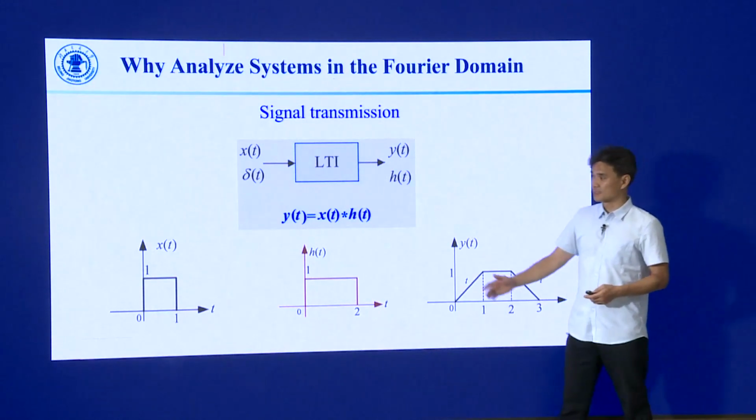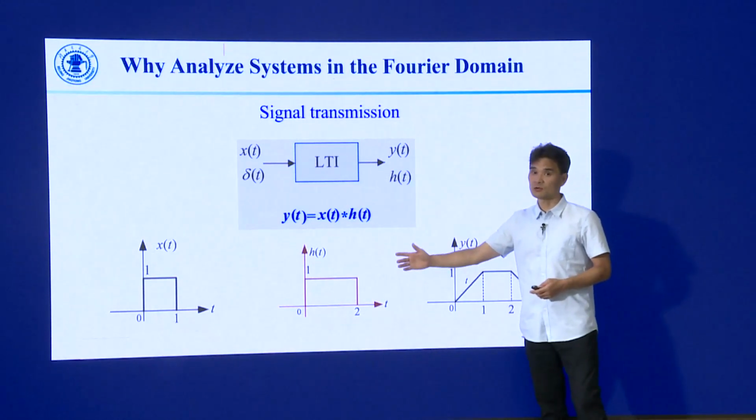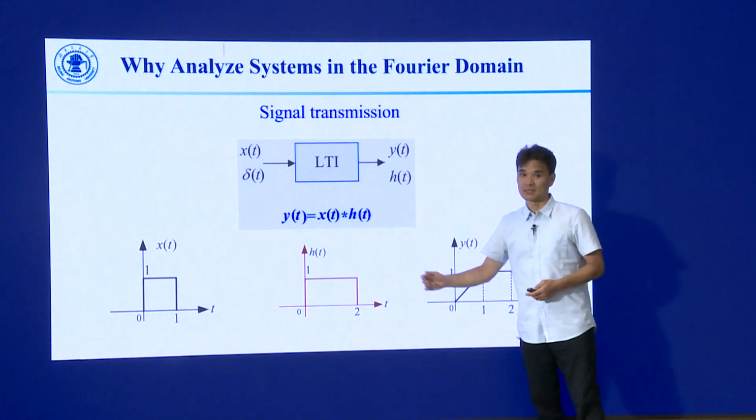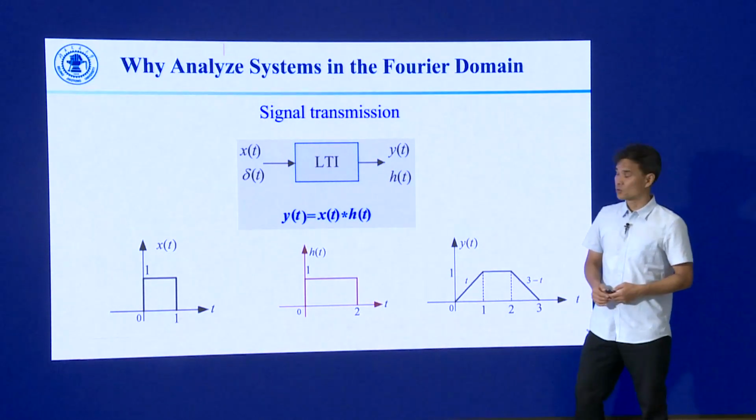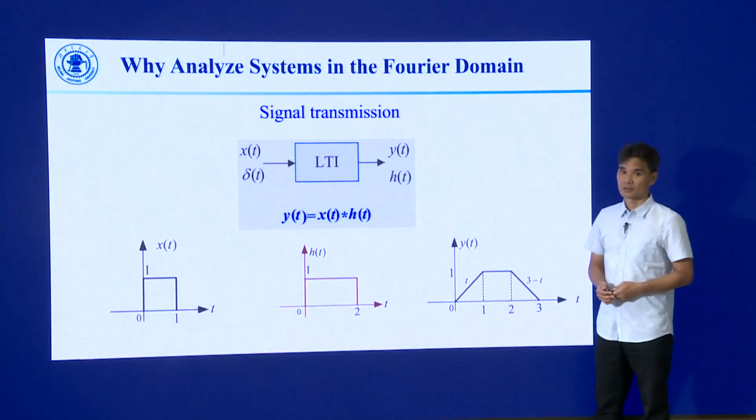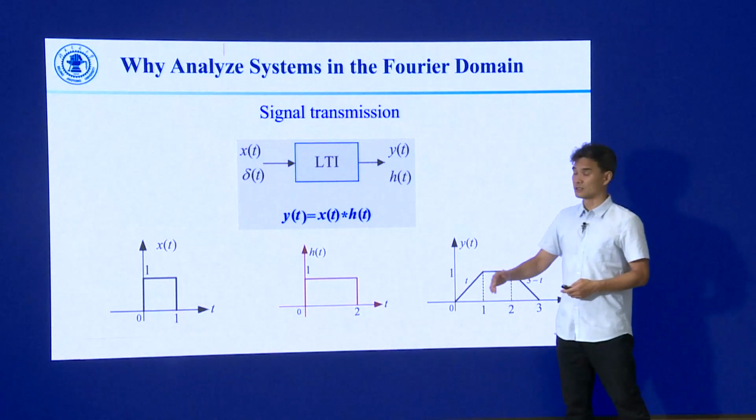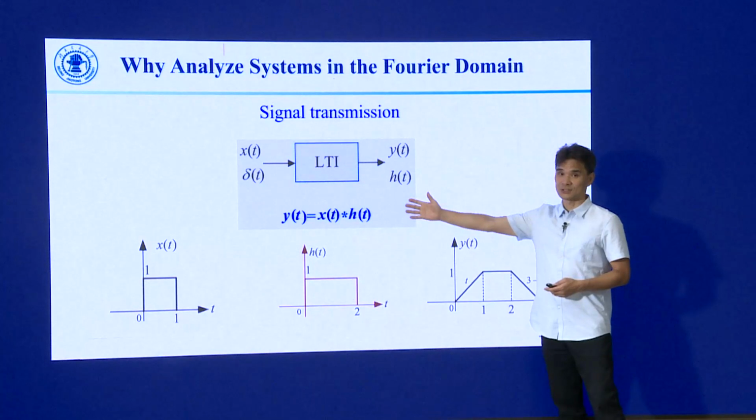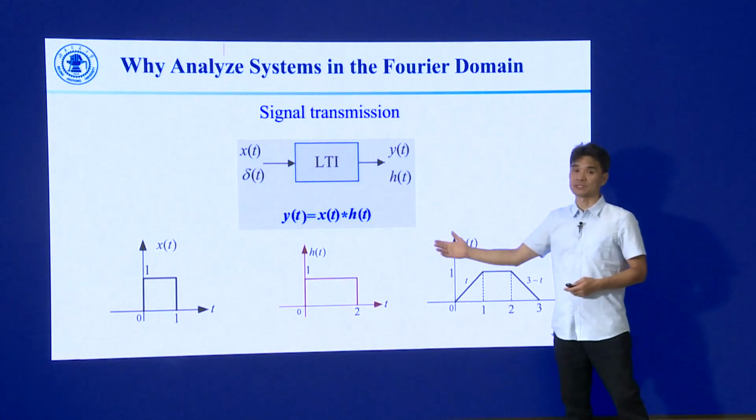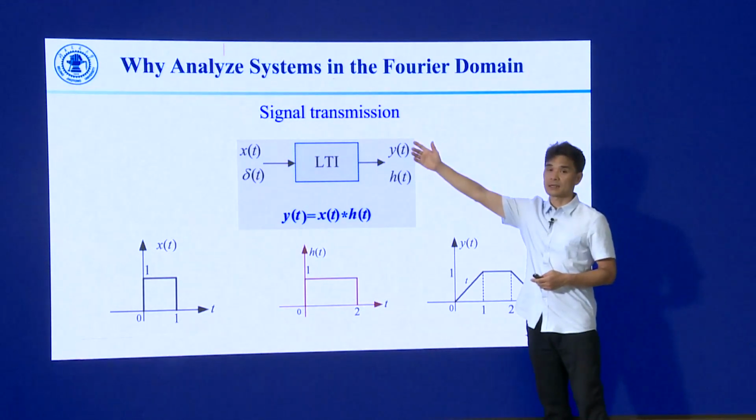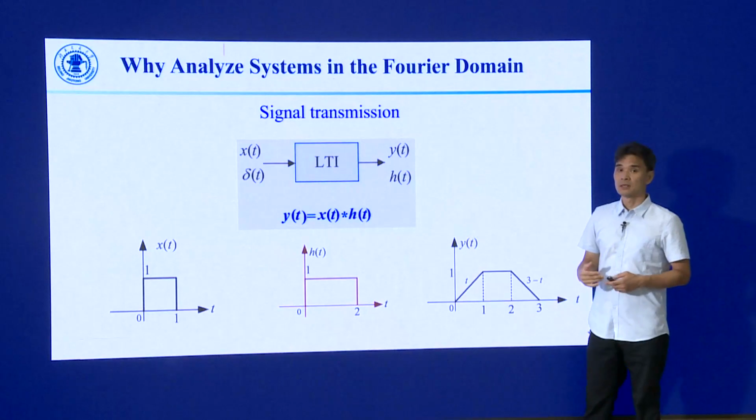But what if these signals are not very regular? What if the system has an impulse response that could not be described by a regular signal? So we're going to introduce in this chapter a new way. We're going to convert all the analysis from the time domain to the frequency domain. You're going to see that in the frequency domain, the signal transmission can be interpreted in a more clear way.